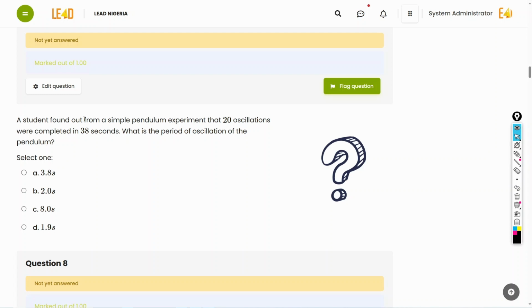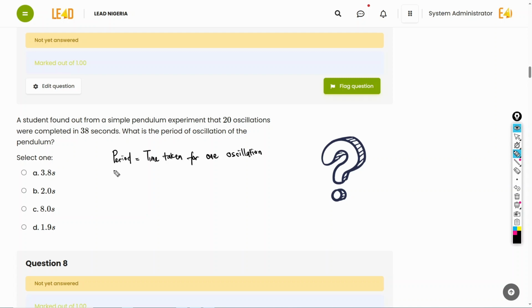Question 7. The student found out from a simple pendulum experiment that 20 oscillations were completed in 38 seconds. What was the period of oscillation of the pendulum? So period, what does period mean? We are asked to find period. Period is the amount of time taken for just one complete oscillation. Time taken for one oscillation.